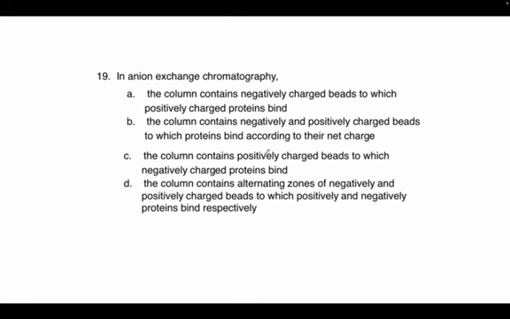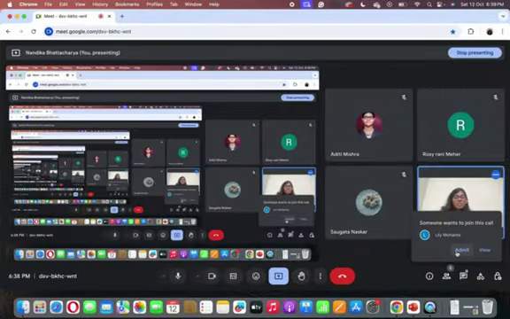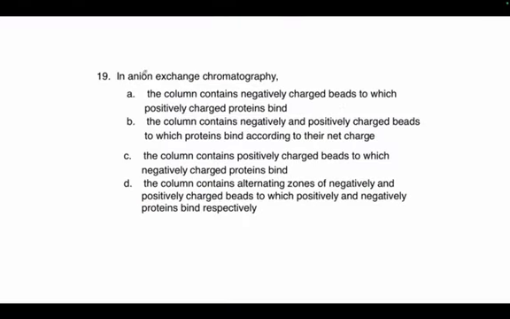In anion exchange chromatography, which of these is true? In anion exchange, remember, the protein is negative, the column is positive. So the column contains positively charged beads to which negatively charged proteins bind.